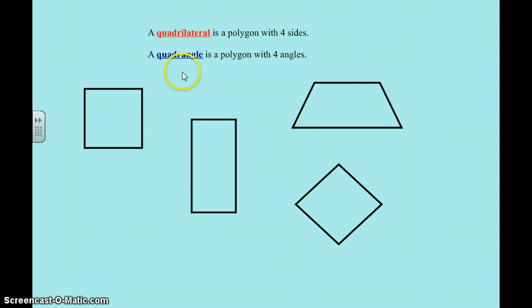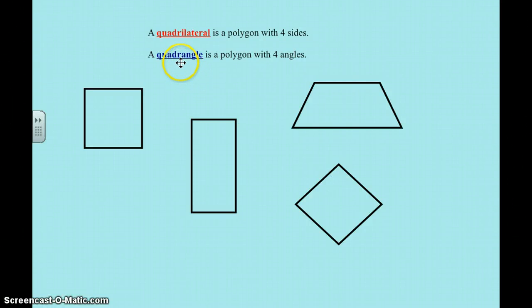All right. And if you remember, a quadrilateral is a polygon with four sides. So remember, quad means four, lateral means sides. So 1, 2, 3, 4. So this square, this rectangle, this trapezoid, and this rhombus all have four sides, so they're all considered quadrilaterals.